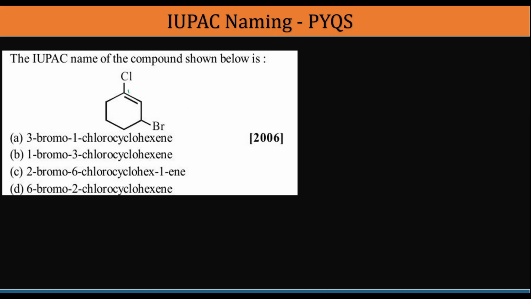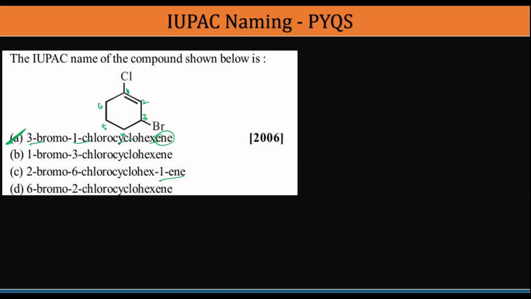Obviously we'll give priority from here, because the double bond is there and at the same time chlorine is also there. 1, 2, 3, 4, 5, 6. Here is how you write the name: 3-bromo. Bromo is written first because B comes first, then C. 3-bromo, 1-chloro, cyclohexene. Simple. The first option seems correct. Hexene, because it is getting first priority, so you don't need to mention 1-ene, or else you can also write it like that. Here they have written it like that.